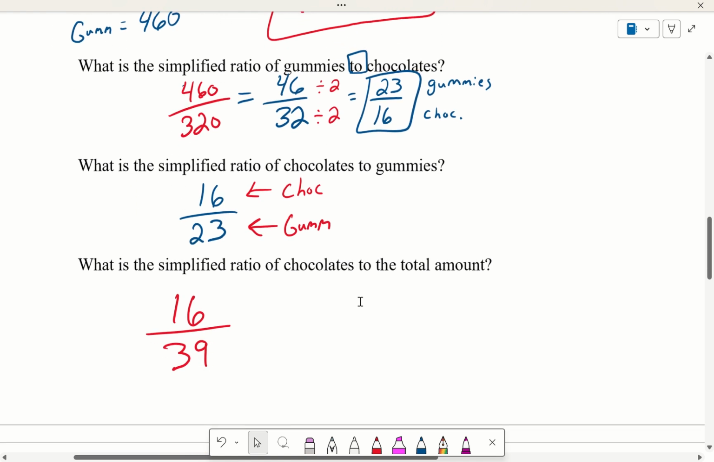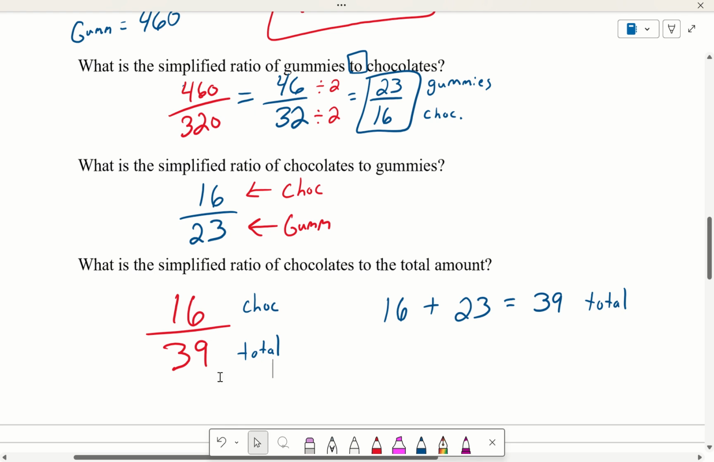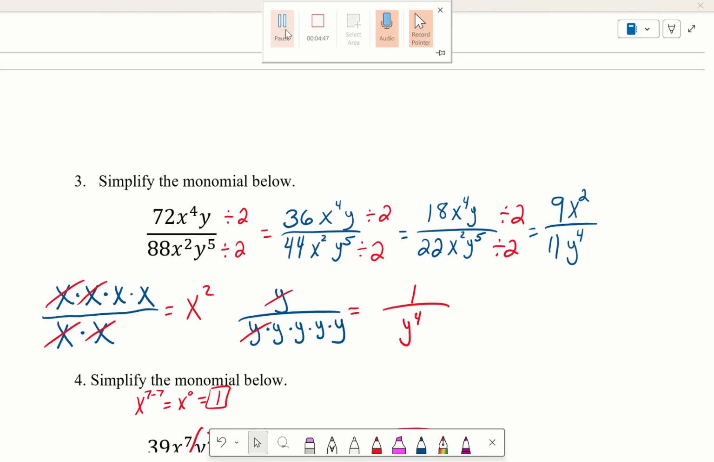What's the simplified ratio of chocolates to the total amount? Now, this is easier than it looks. If there were 16 chocolates, then there would need to be 23 gummies. If there were 16 chocolates and there were 23 gummies, there would be 39 total candies. So if we say that there are 16 chocolates, there would be 39 total, and the ratio of chocolates to the total is 16 to 39. This is already simplified. We can't divide by any common factors. Let's take a look at number 3 here.